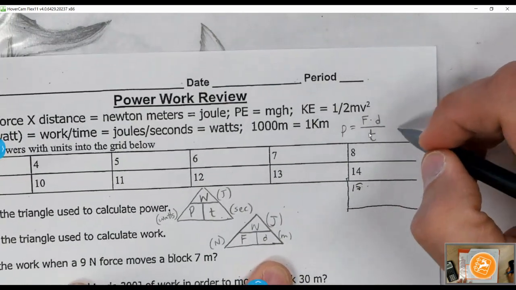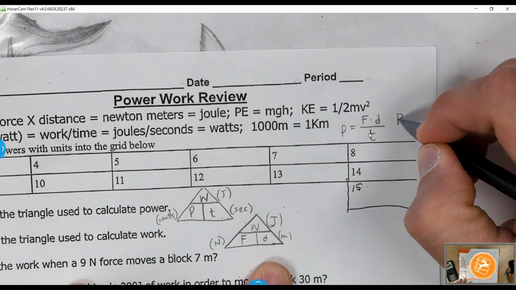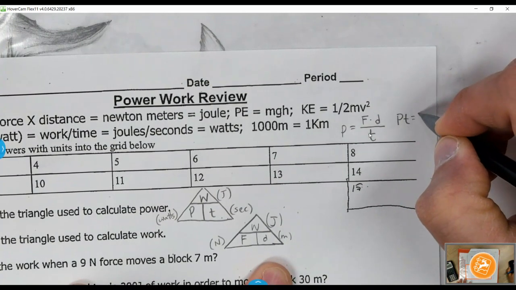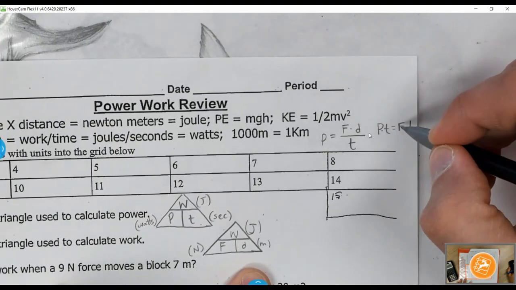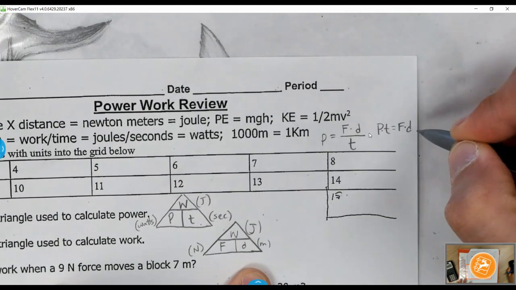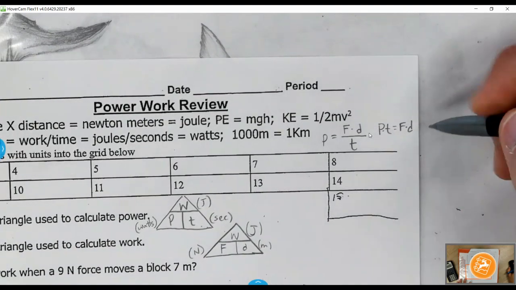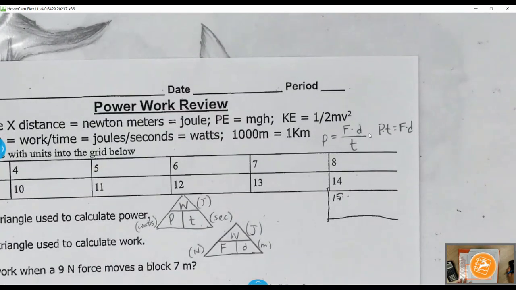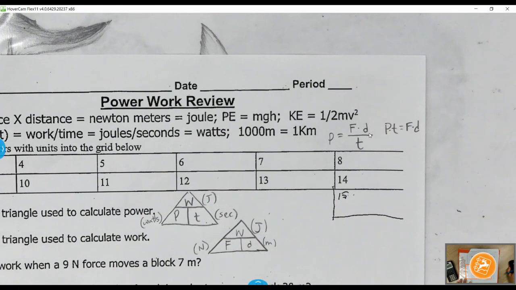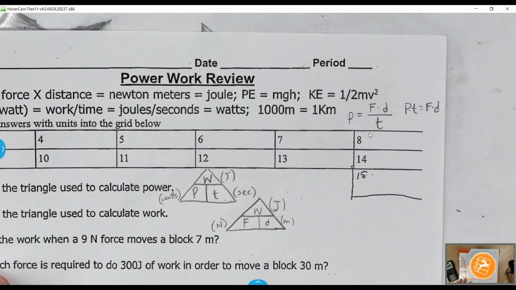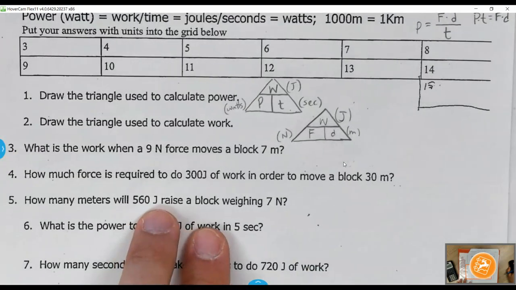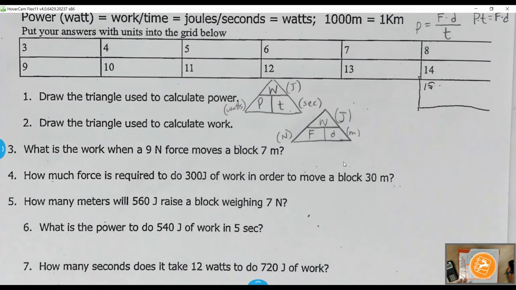All right, and we can rearrange that as power times time is equal to F over D. So you can use that to help solve for any of those four variables, which you will need in one of the problems. Okay, the first one should be fine. The second one, number 4, should be fine. You guys should be okay with those.